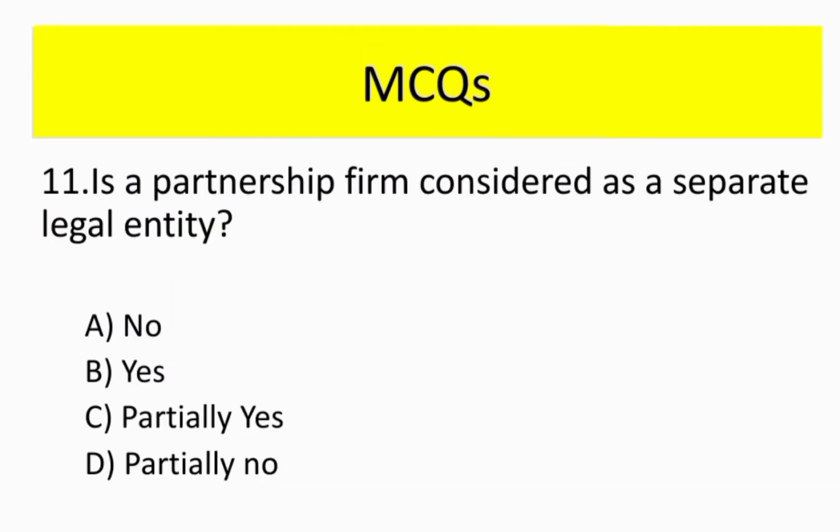Now come to question number 11. Is a partnership firm considered as a separate legal entity? Among these options, the correct answer is no. A partnership business and partners cannot be treated as a separate legal entity. They are considered as the same. So the correct answer is A, no.